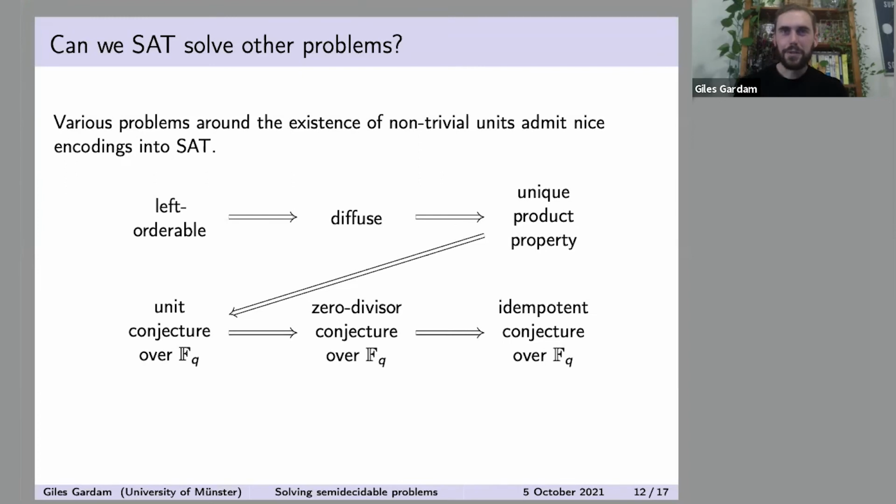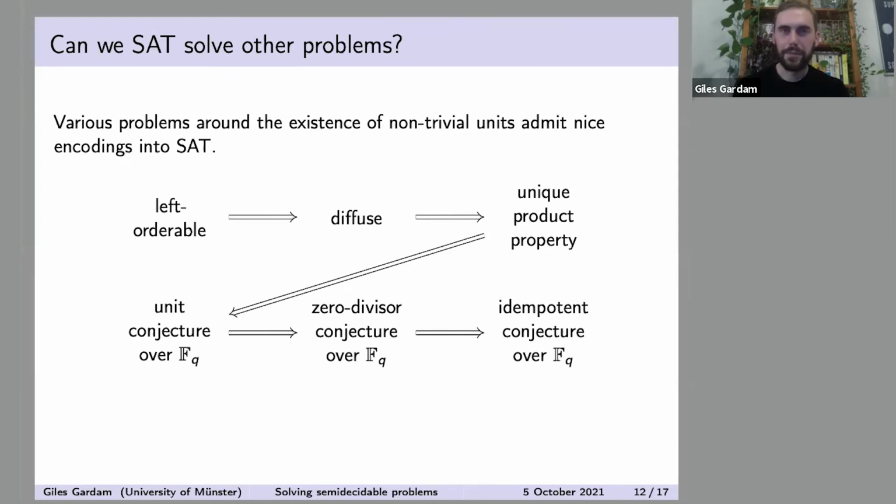So the natural question at this point is, what other problems can we apply SAT to? Certainly all the questions on this slide, which live around the unit conjecture. There are 2 Kaplansky conjectures that are weaker than it, the zero divisor and idempotent conjectures. And in the top row, there are some group theoretic properties that are stronger than the unit conjecture. All of these things admit nice encodings into SAT, and I'll say something about that now.